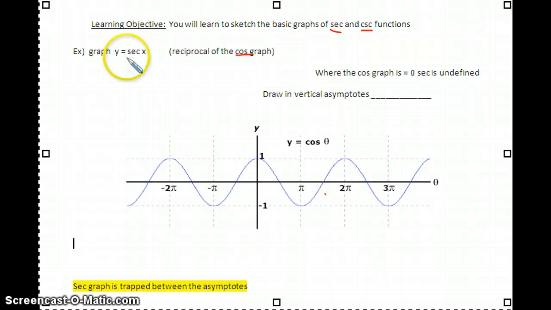So if I asked you to draw the secant graph, the first thing you'd want to do is actually make the graph of the cosine. And that's what this is already on here for you. So this is the graph of the cosine. Y equals cosine of theta, or y equals cosine of x.